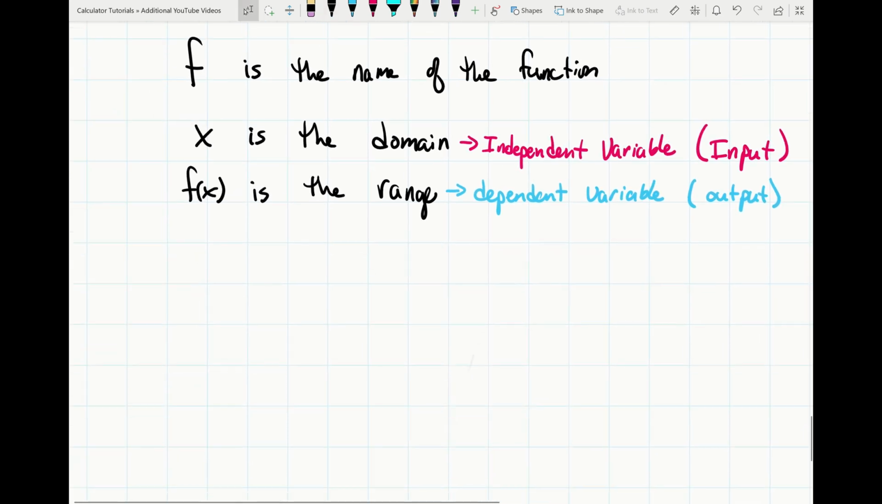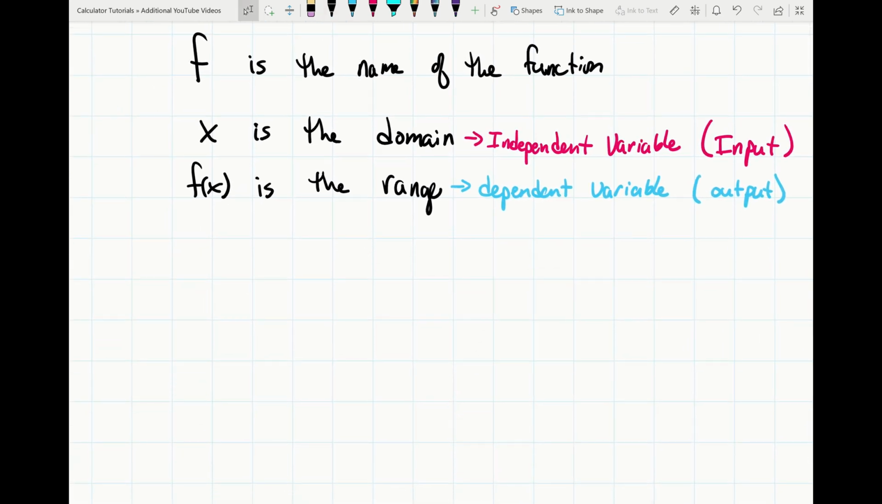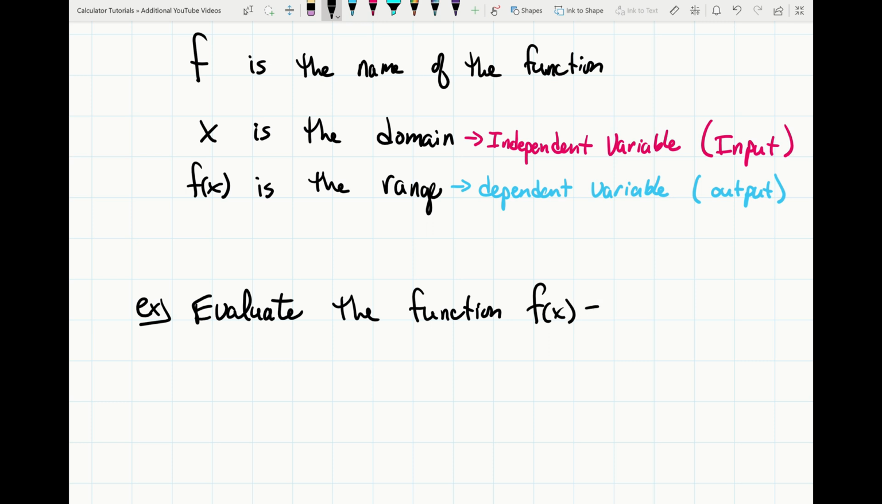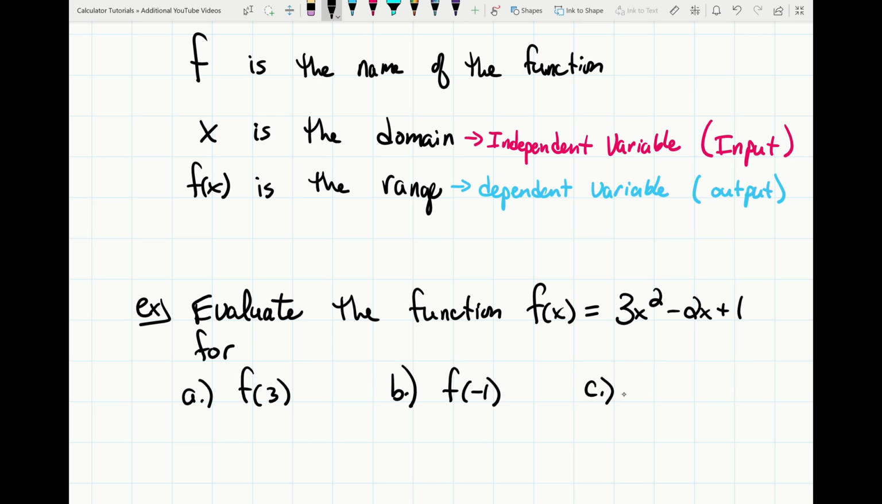So once we have a function, what we can do with them is we can evaluate them. So this example is going to be to evaluate the function. We'll call it f of x equals 3x to the second minus 2x plus 1, for f of 3, f of negative 1, and f of t.